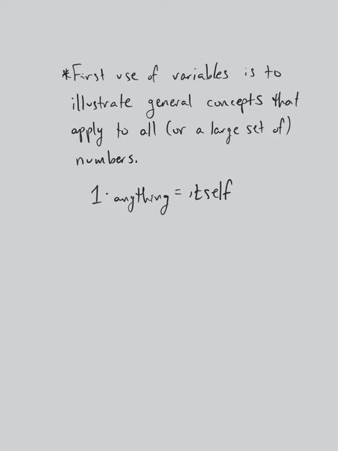And so one way to write this is instead of writing anything and itself, I could just use a letter to represent that. So I could say that 1 times n is equal to, well, what would itself be? It would be n, like that. And so that's just a general concept of multiplication, that 1 times some number is itself, okay? And so that's an idea right there, all right? And so one use of variables is just to illustrate general concepts.